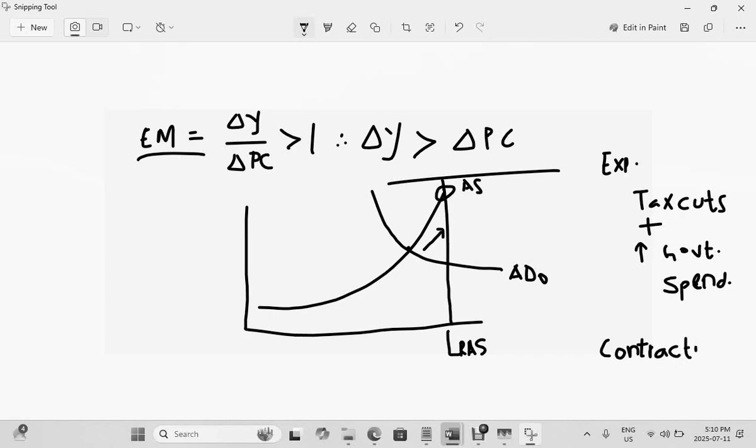Contractionary fiscal policy, what it will do is move the aggregate demand curve. If this is over your long range average supply or full potential, it will move your aggregate demand curve in a way that it shifts to the left. So it will move the aggregate demand curve to the left.